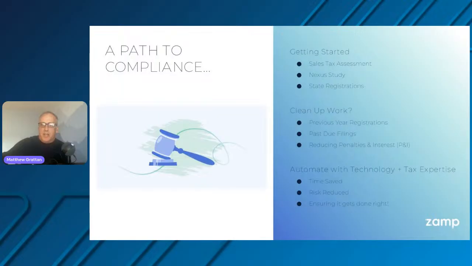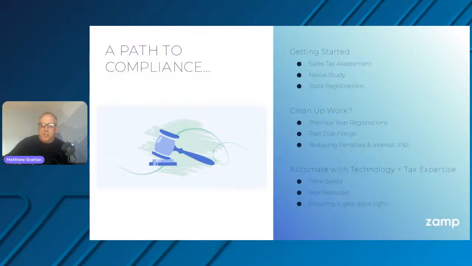So understanding quote to cash, understanding, back again, the products you sell, defining those correctly. So it's a multi-tiered approach of understanding your business, and then how you're doing business today, the different channels you're selling on, and building a strategy together. The nexus study, again, is critical in terms of understanding where you have the state exposure.